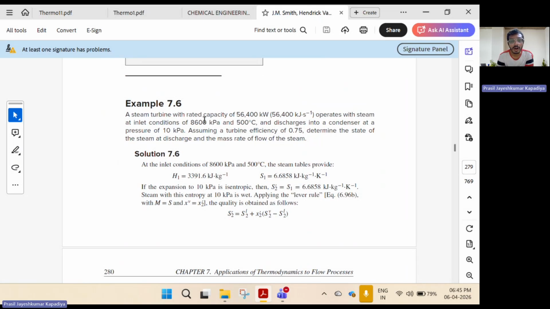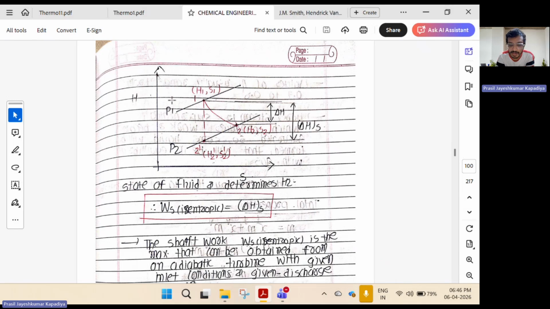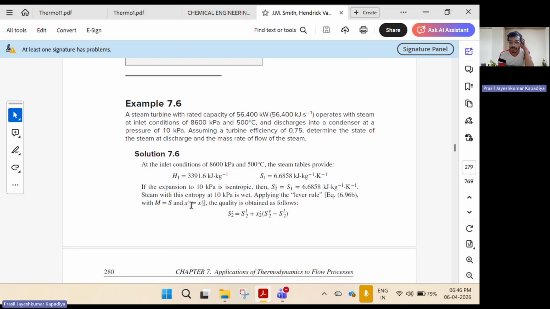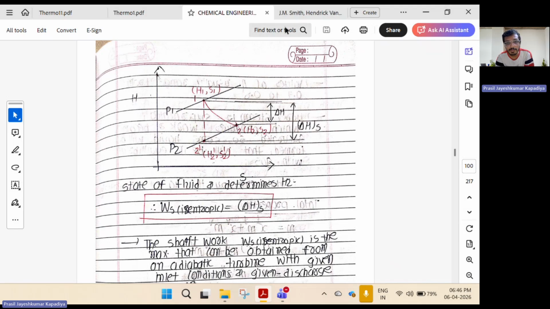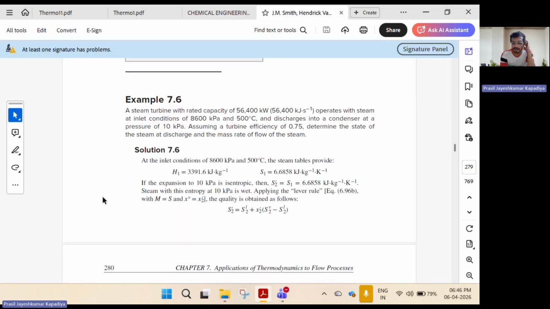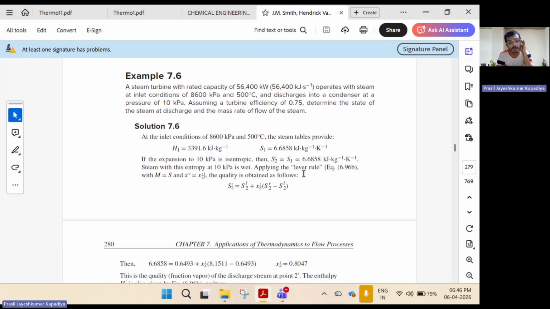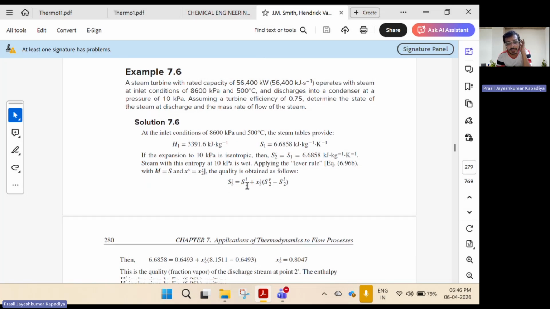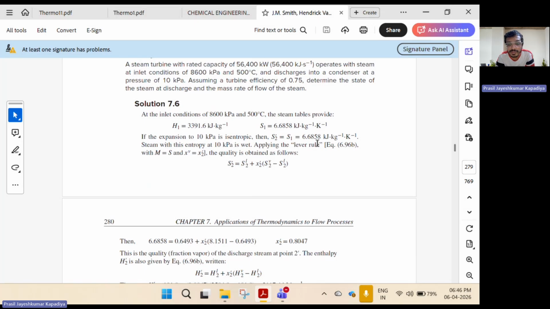The inlet conditions we know: 8600 kilopascal and 500 degrees Celsius, and we know the discharge pressure and efficiency. So what can we do? We are initially at this stage H1 and S1. So P1 at a particular T1, we can find H1 and S1, which I will show you from the steam table. Now for this isentropic path, S1 is equal to S2 prime is equal to S2. Correct. So we know S2 prime. If we apply the lever rule, we have the total entropy at a particular pressure of 10 kilopascal.